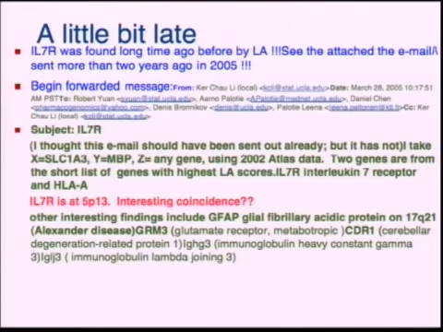But in fact, the reason that I'm so impressed about IL7R is that when I dug out my emails, I found this one sent to my colleagues. And I said that this one is interesting, and they never paid attention to my email. And this email was sent much earlier. Did I say right?